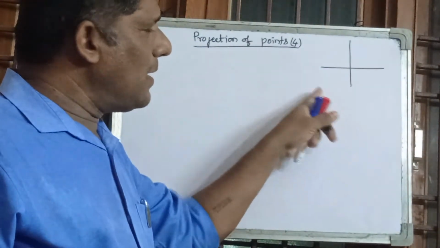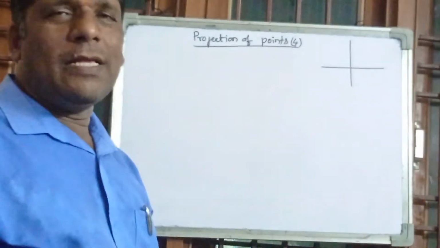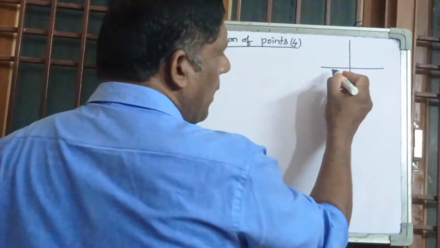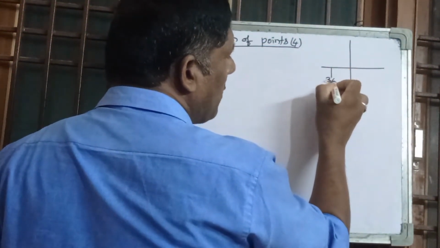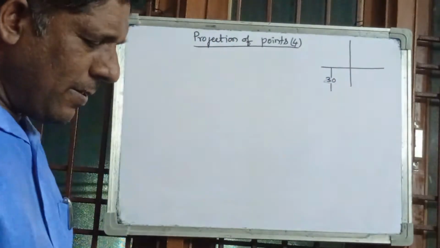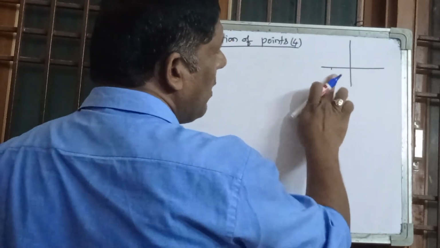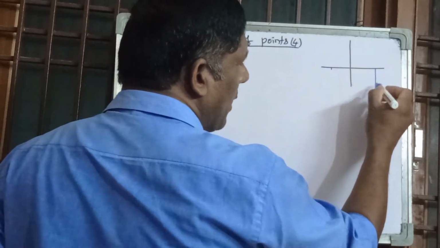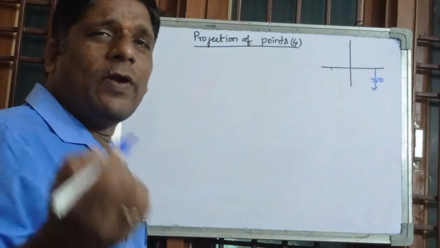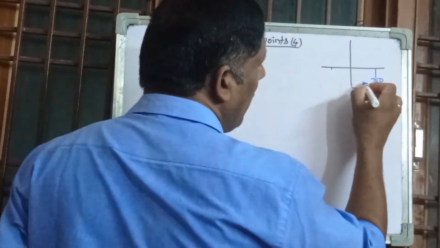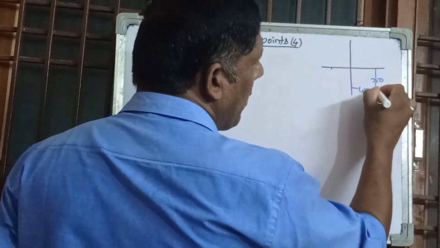A point D is, so note down the question, all of you. A point D is below HP 30 mm, and, sorry, this is the fourth quadrant now. So below HP 30 mm and in front of VP 40 mm. So here the point is there.